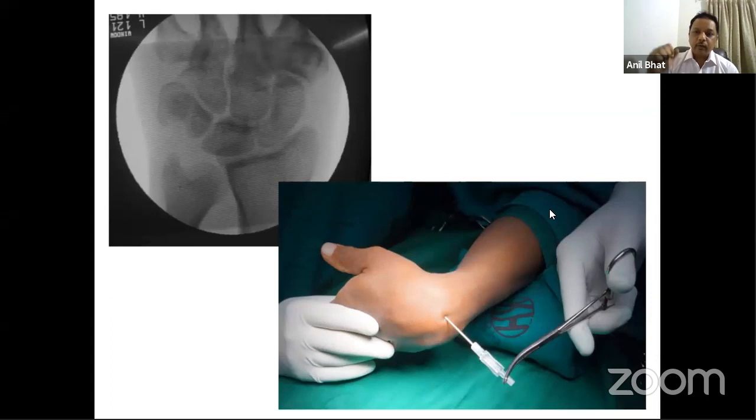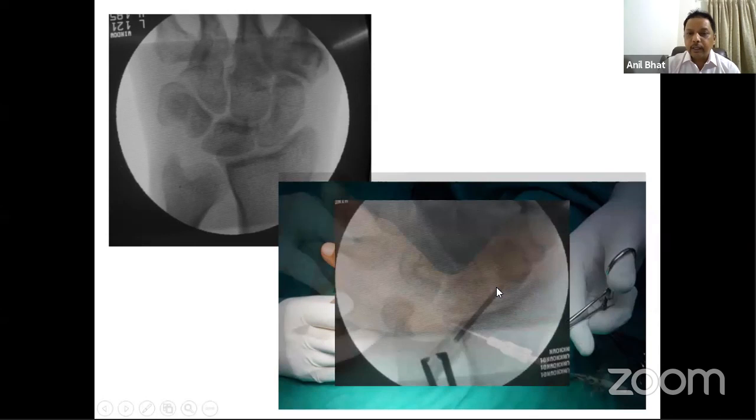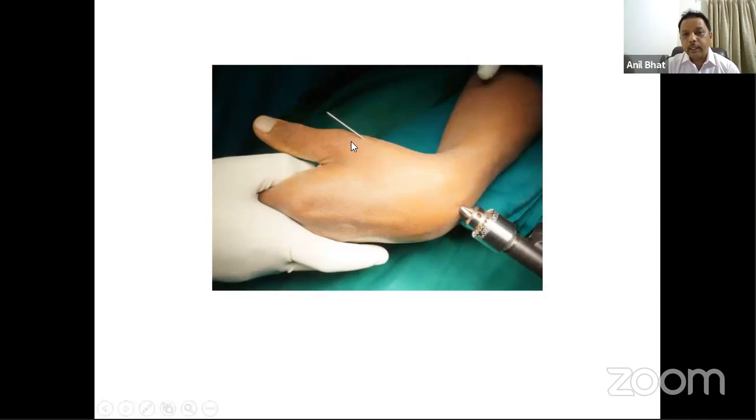So this is what I meant. You need to hyperflex to get the entry point. This is a 14 gauge needle, which can be used as a sleeve for the guide wire. Once you hyperflex, you will see the distal and the proximal pole overlapping, which is called the double ring sign. So that's the center point where you have to go in and put in your guide wire there.